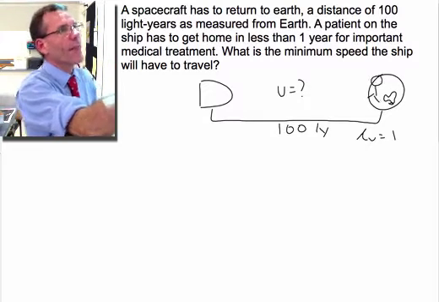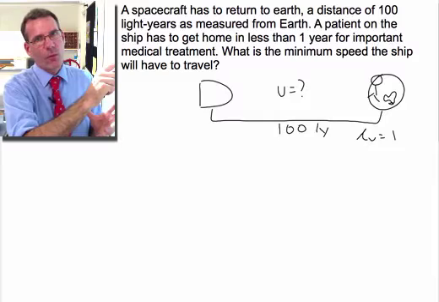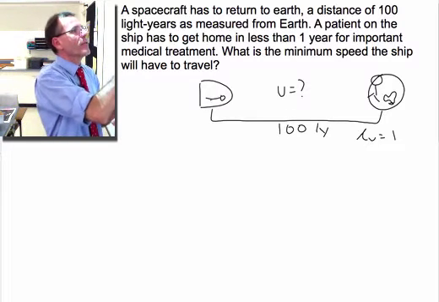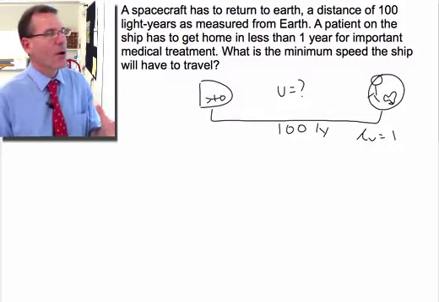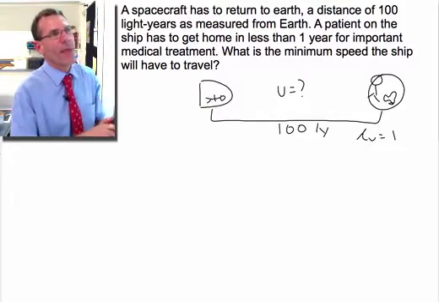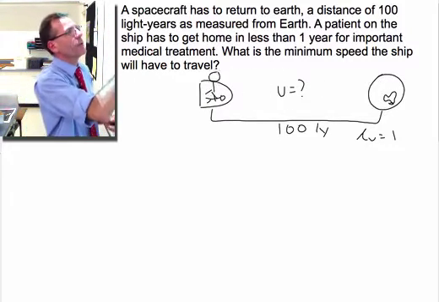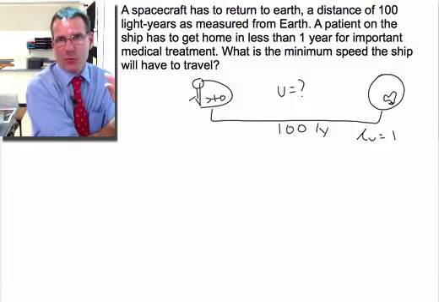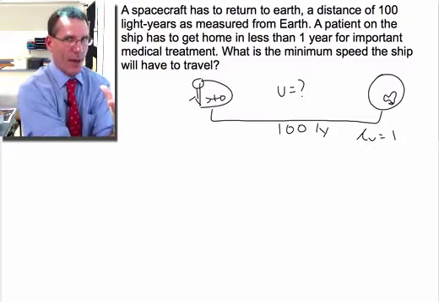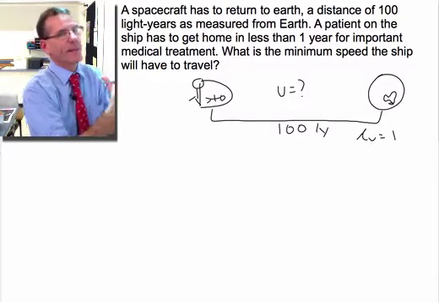But when we look at their clock, we're going to see their clock run slow. We're going to see everything happening slow for that sick patient. So it is actually possible to get them home in less than a year from their point of view. So if we put ourselves here in the spacecraft though, what are we going to see? We're going to see length contract. It doesn't look like we've got 100 light years to travel because that length is going to get contracted.